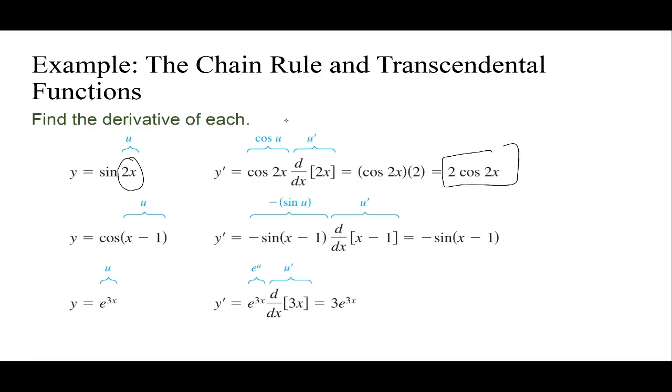So negative sine x minus 1. The derivative of e to the power 3x: in this case, we can treat this 3x as a u. So the derivative of this expression is this very same function, e to the power 3x, times the derivative of u, which in this case is 3x. So that's how we can find the derivative by using the derivative of the natural logarithmic function.